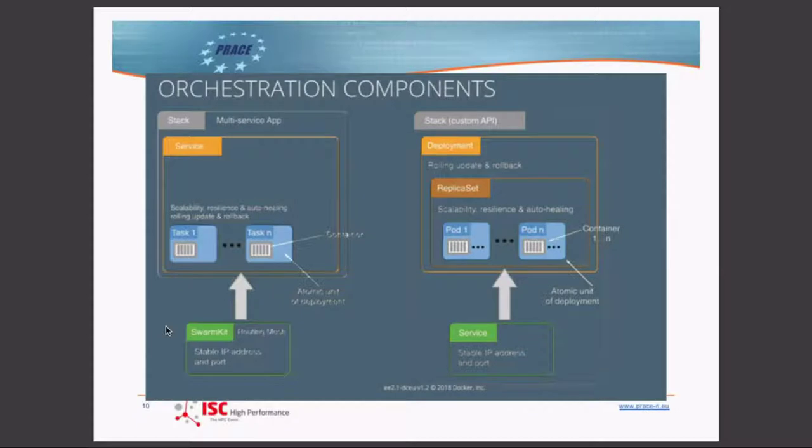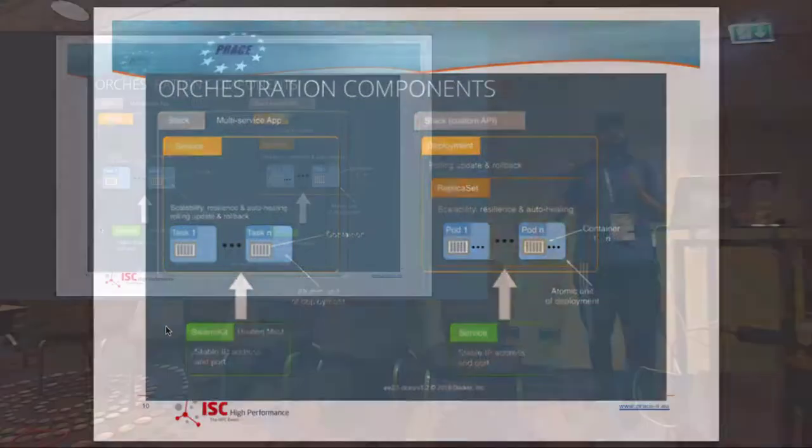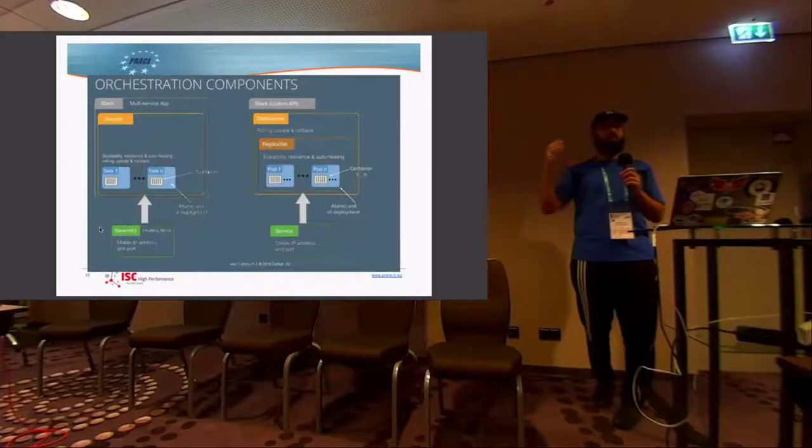This is Swarm versus Kubernetes using the Docker Universal Control Plane, and both have stability, scalability, resilience, and auto-healing. Kubernetes can be more scalable and have more features, but Swarm has better isolation.